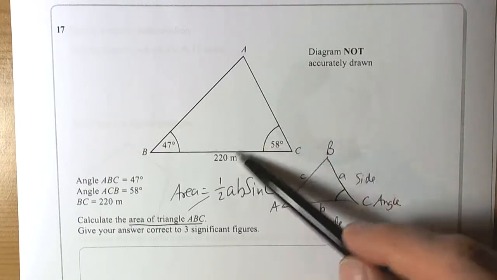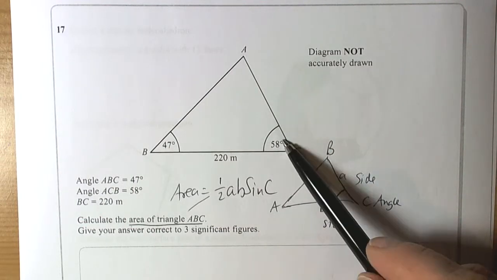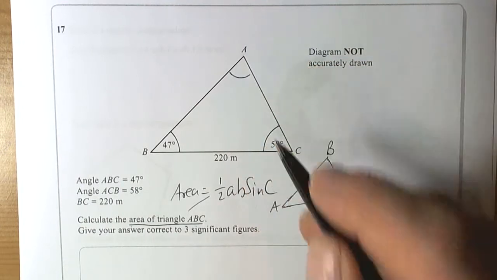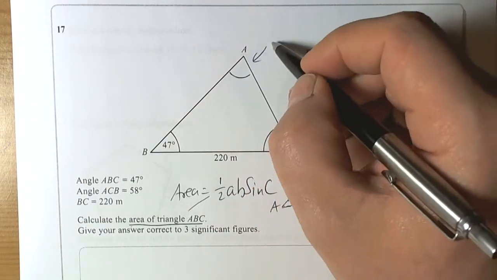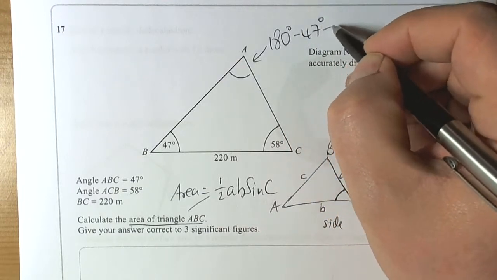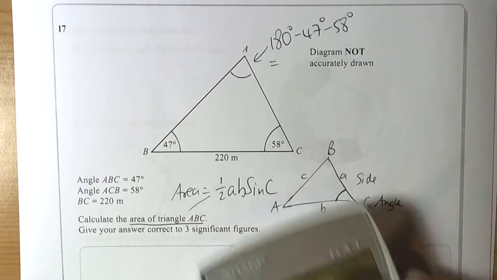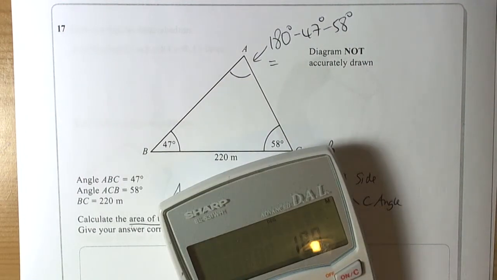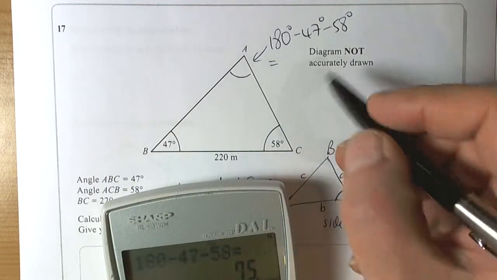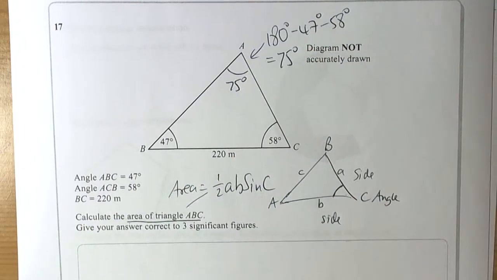So can I get the information? Well, if I look carefully, I do have a triangle with 2 angles given, so automatically I can calculate that angle there by doing the classic angles in a triangle add up to 180. So 180, take away the 47, take away the 58 degrees, 180 take away 47 take away 58 is 75 degrees. So we know this is 75 degrees.